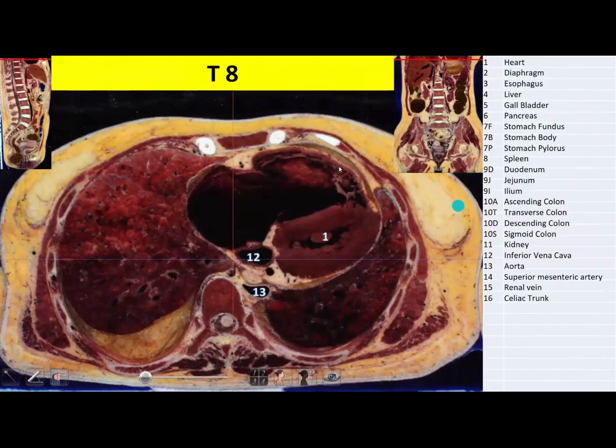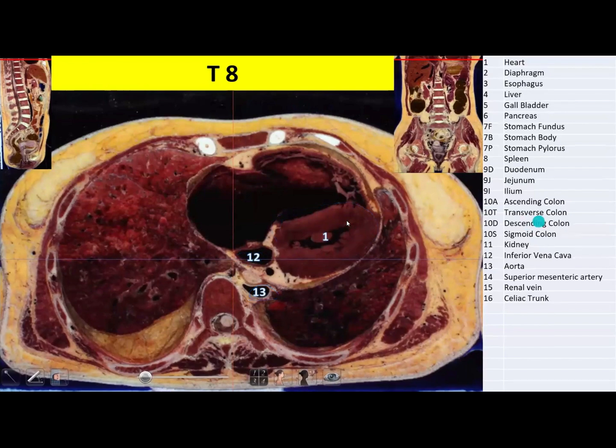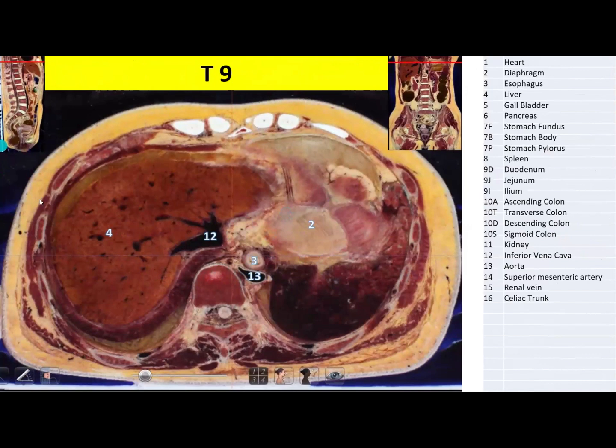So let's first off start with the first one, which is T8. How do you know you're in T8? I'm gonna help you differentiate between all of the levels, okay? You have the heart. If you see the heart, you know you're in T8. Structure 12 is the inferior vena cava, and 13 is the aorta, okay? That's all you need to know from here. I don't think they're gonna get T8 at all.